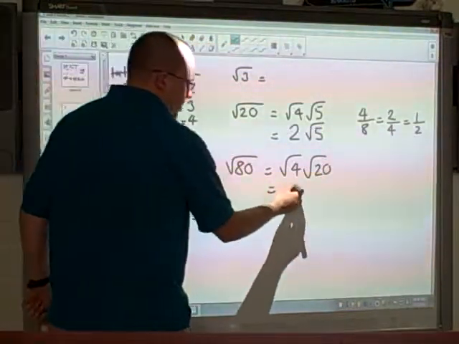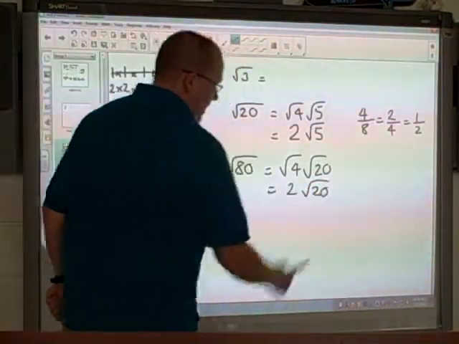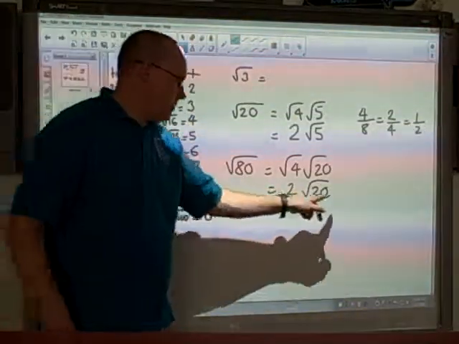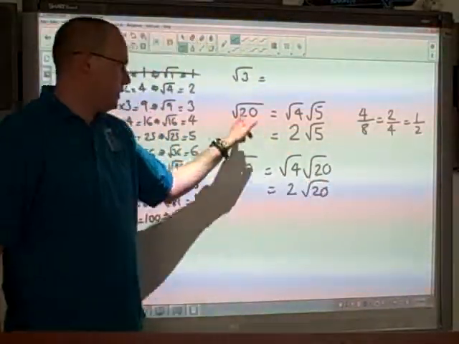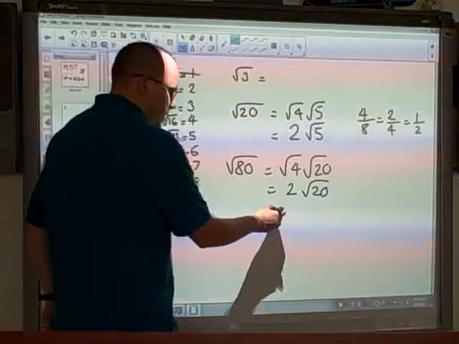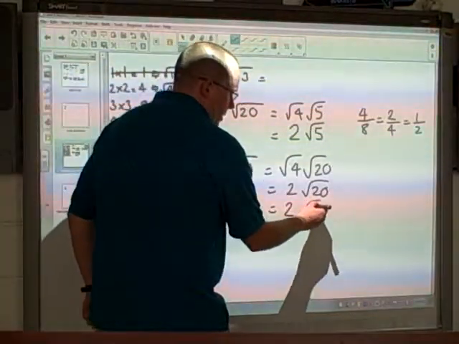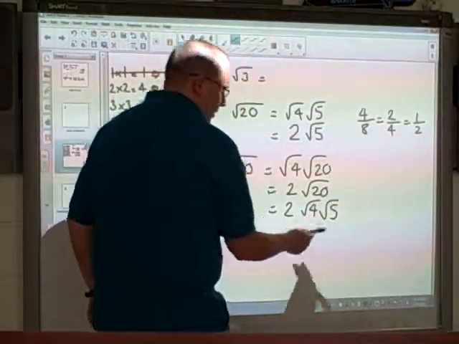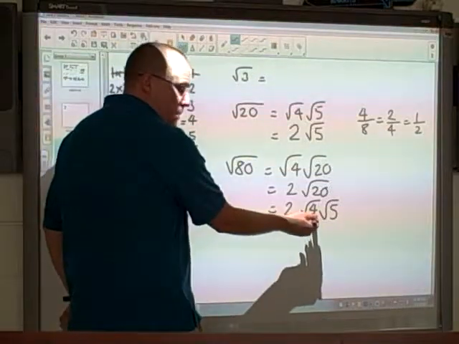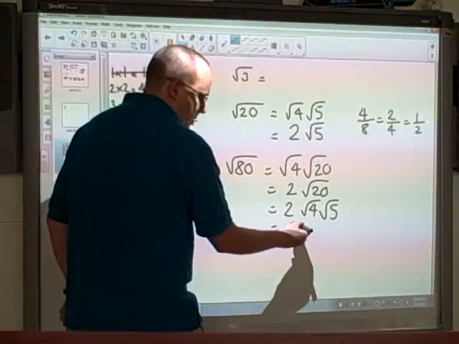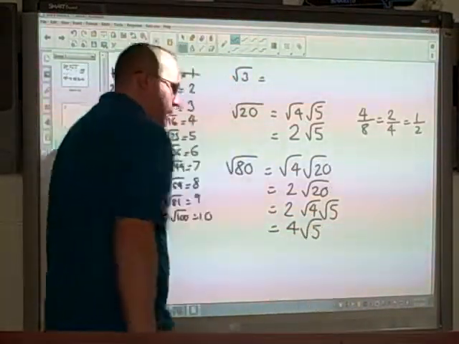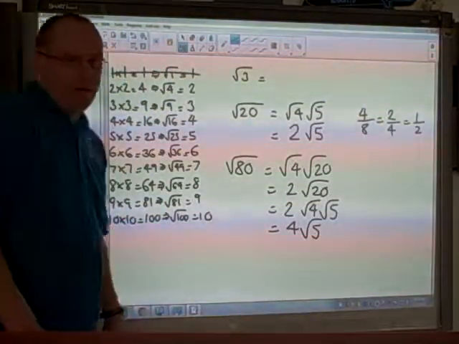So square root of 4 is 2, and I've simplified once. But I know I can simplify radical 20, because I just did so a second ago. So I can continue here. So 20 is 4 times 5. Square root of 4 is 2. Multiplied by this 2 gives me 4. So sometimes you can actually simplify twice.